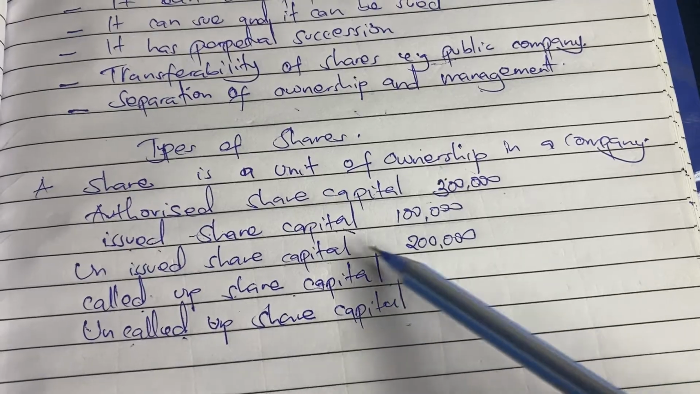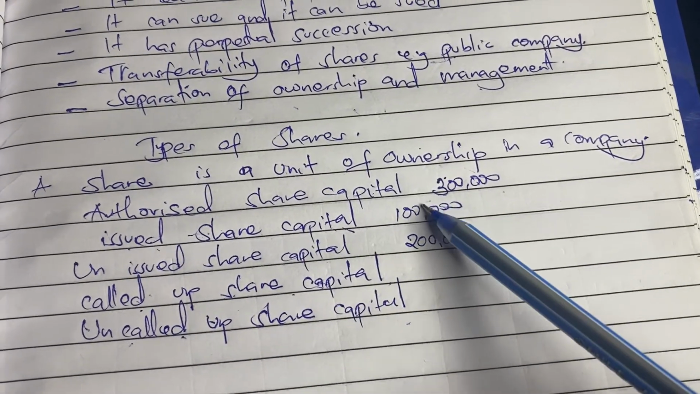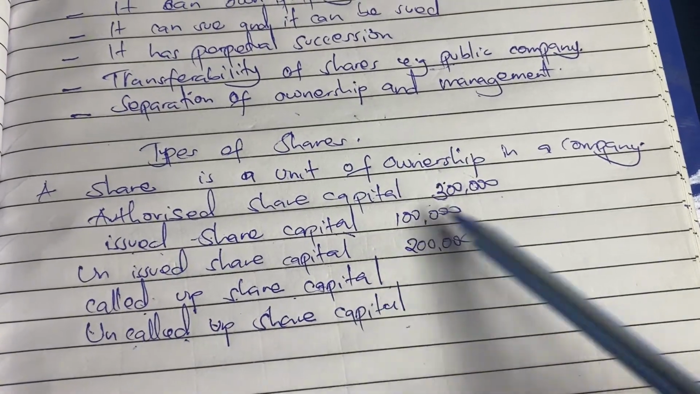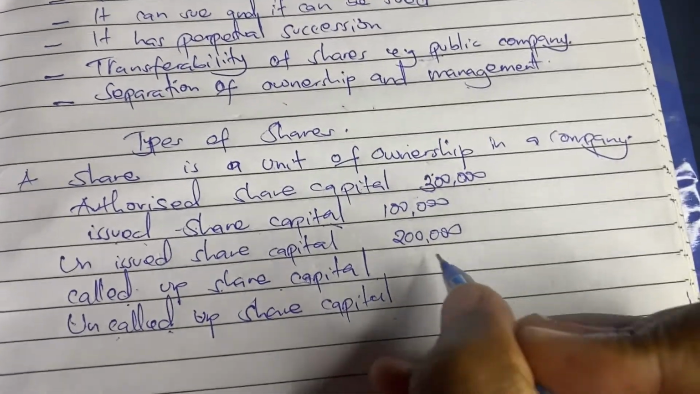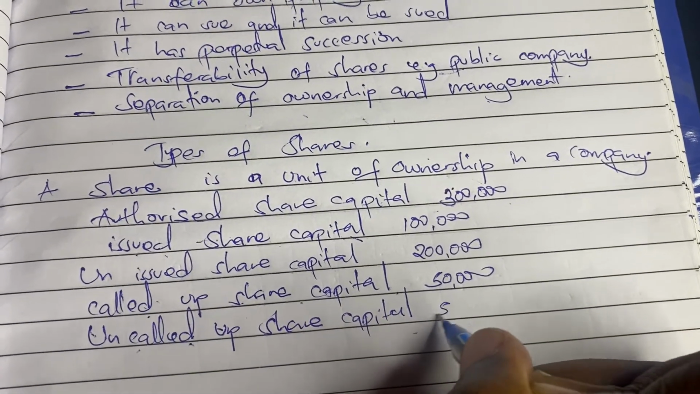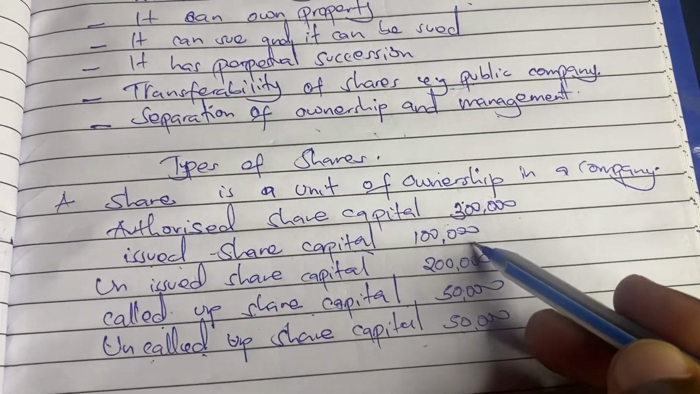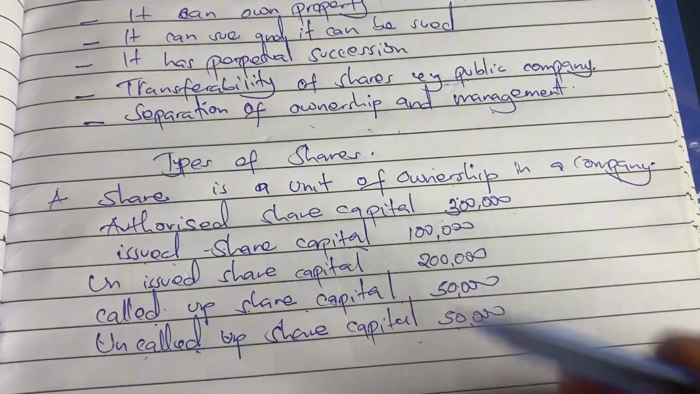So they issued 100,000 shares, and the called up is 50%, which is 50,000. Then the uncalled up is 50,000 also. So these two, they make up the issued share capital.